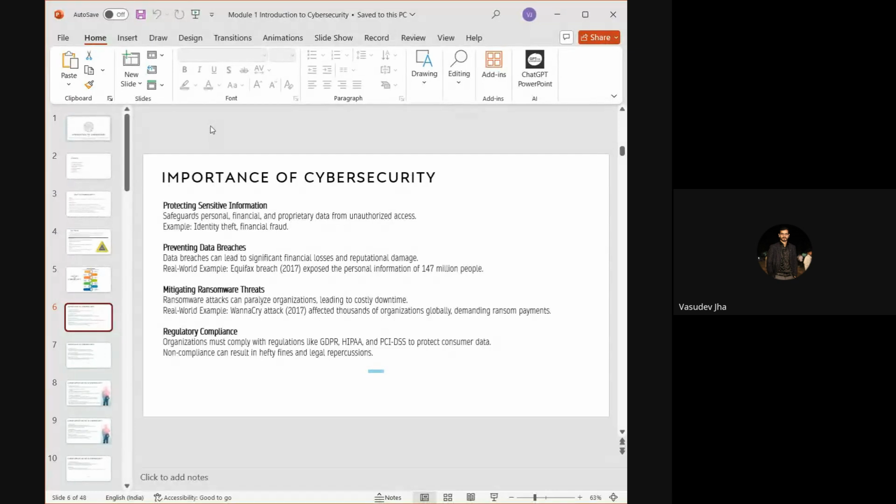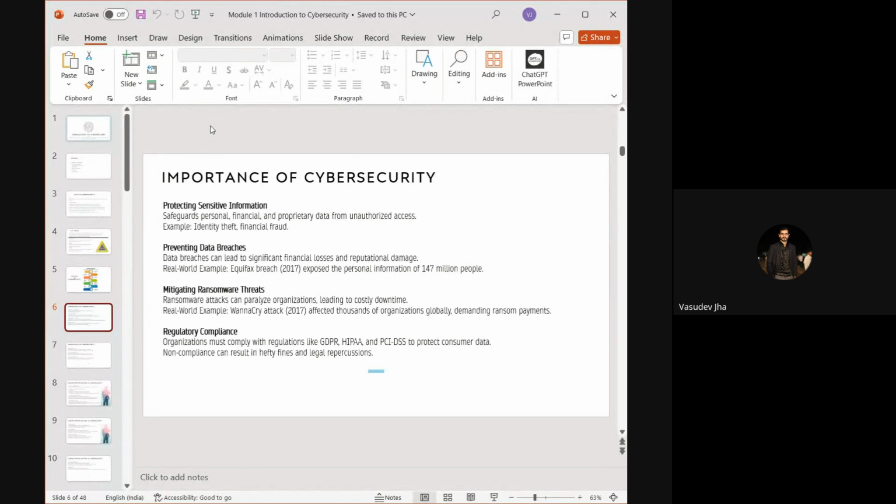So by protecting you from these problems, we are giving the solution. That solution is saving money for the organization, so that is a kind of profit to the organization. Now what we are doing is protecting sensitive information, preventing data breaches, mitigating ransomware threats, and then regulating the compliances. Now this point is important.